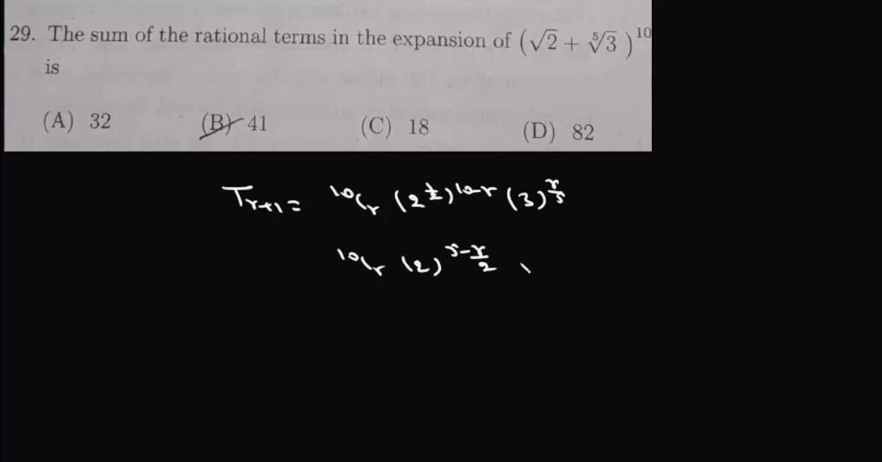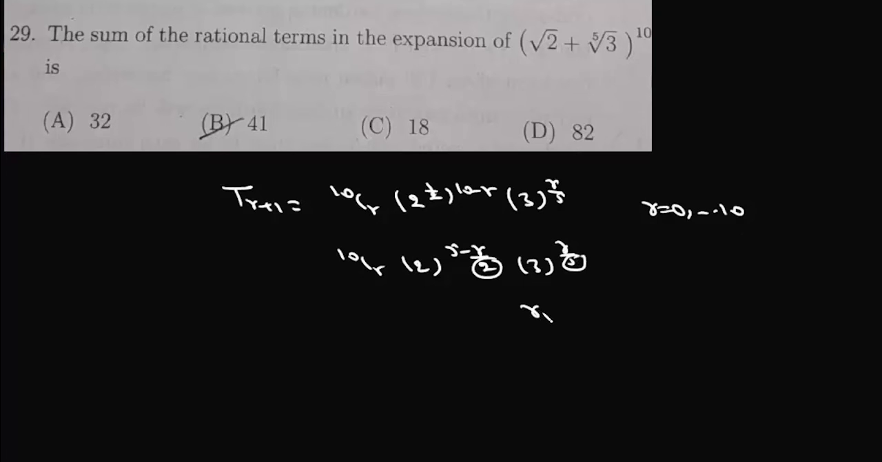Now in question number 29 they have asked for the sum of rational terms in the expansion. We write the general term, so it will be 10CR 2 to the power 1 by 2 to the power 10 minus R, 3 to the power R by 5. So there will be 10CR 2 to the power 5 minus R by 2 and 3 to the power R by 5, where R takes the value from 0 to 10. Now R should be divisible by 2 and it should also be divisible by 5. That means R has to be divisible by 10.